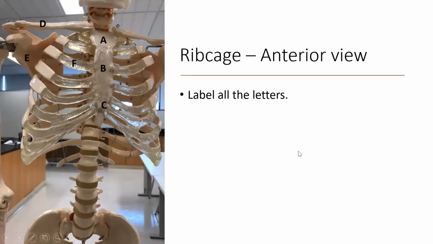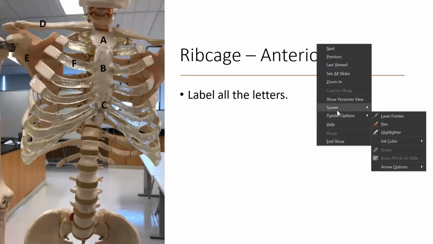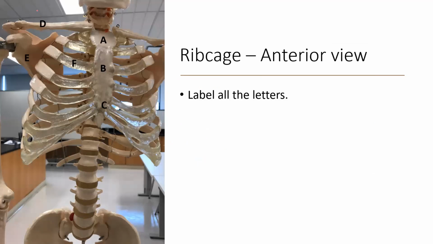Okay, moving on. This is the rib cage. So D is the clavicle. Yeah, that's our classroom for those of you who've never been to Ashton B.